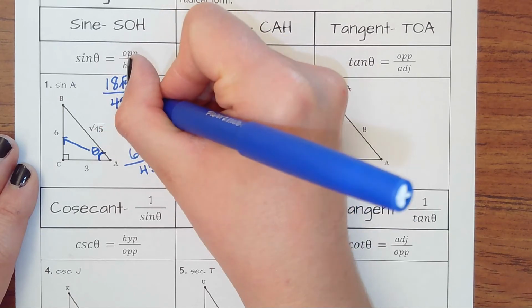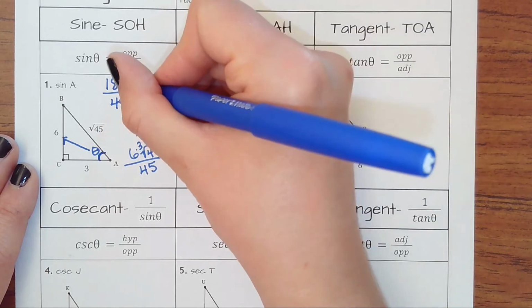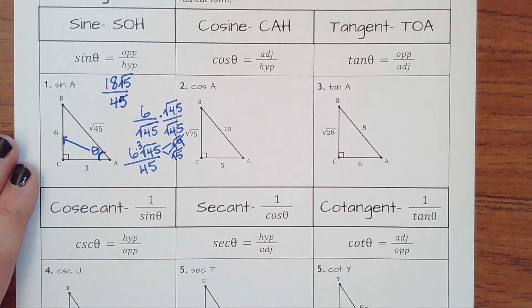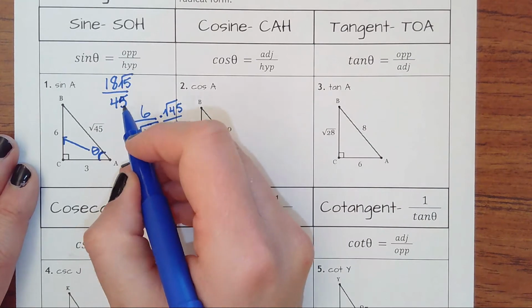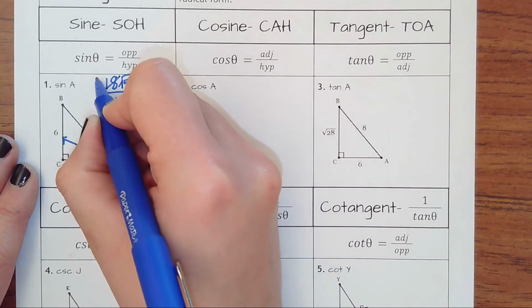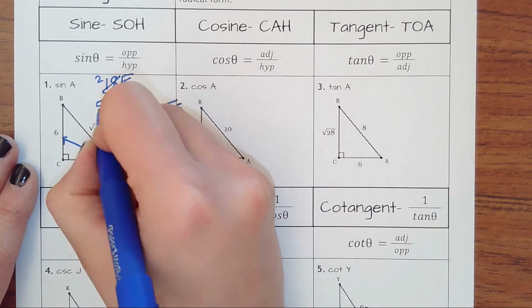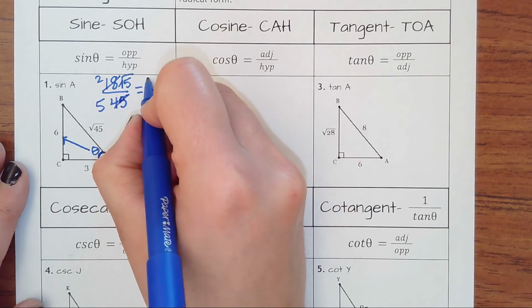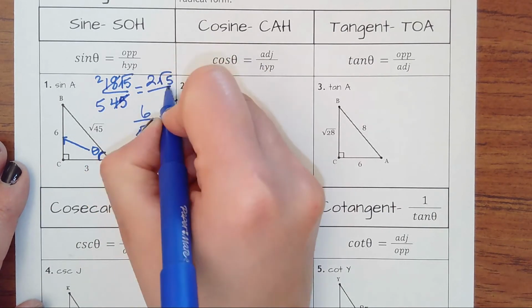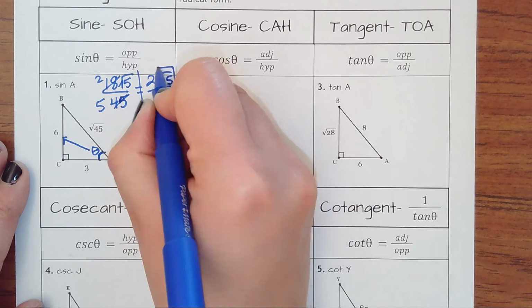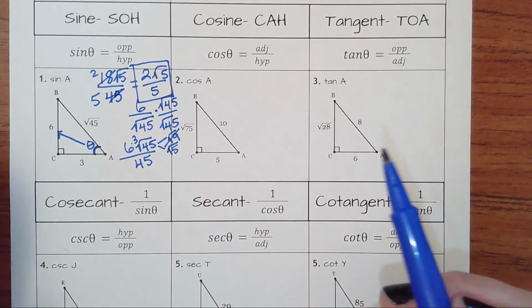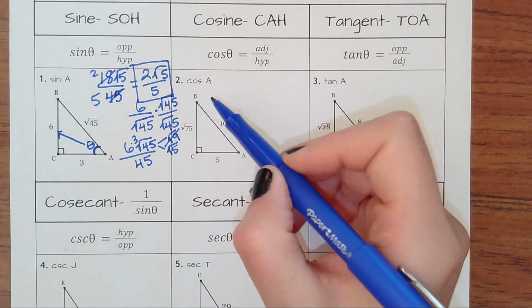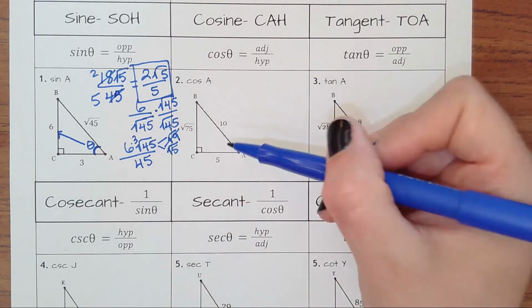over 45. And then 18 45ths needs to get reduced. 18 and 45 can both be divided by 9. So that would be 2 fifths. So your final answer is 2 square roots of 5 over 5. On the next one, I'll show you a different way you could do it, and maybe that will take up less work. Part 2 is finding cosine of angle A.